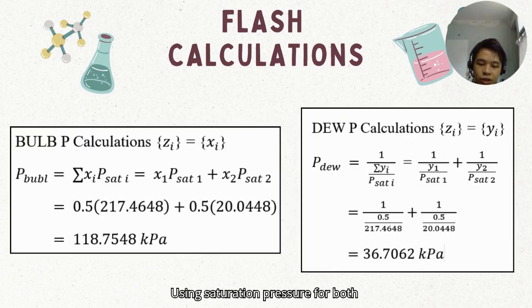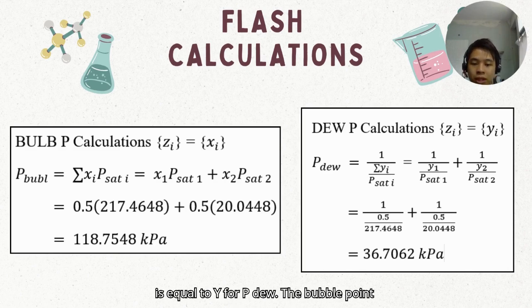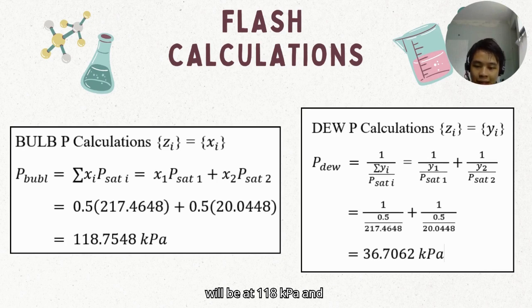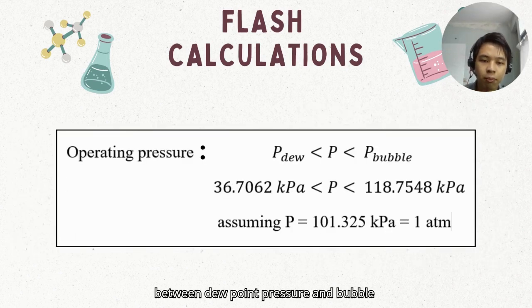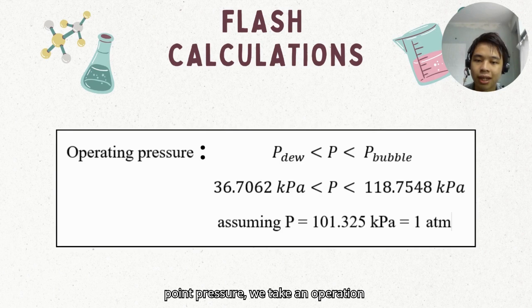Using saturation pressure for both species, the bubble point and the dew point pressures are calculated, where we assume Z is equal to X for P bubble and Z is equal to Y for P dew. The bubble point will be at 118 kilopascals and the dew point will be at 36 kilopascals. Knowing that the operation pressure is between the dew point pressure and the bubble point pressure, we take an operation pressure value of 101.325 kilopascal, which is at 1 atmosphere.